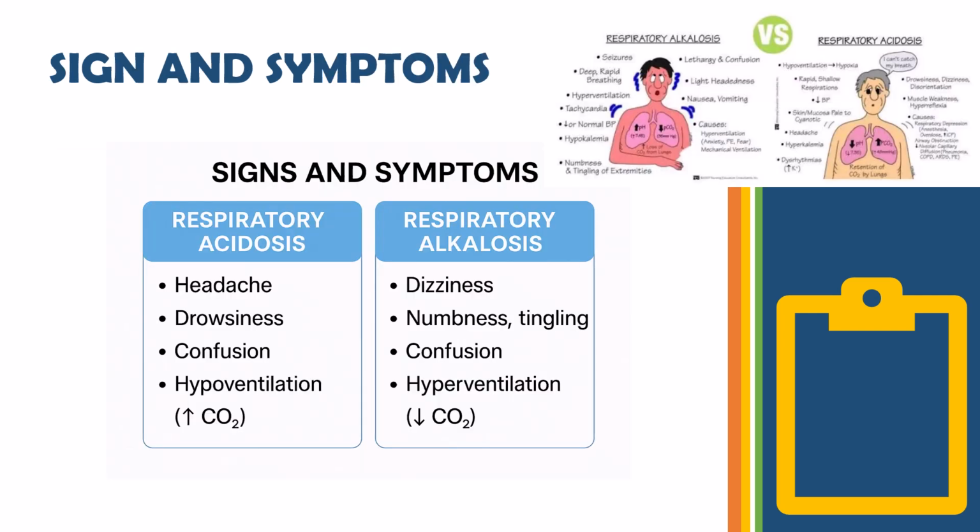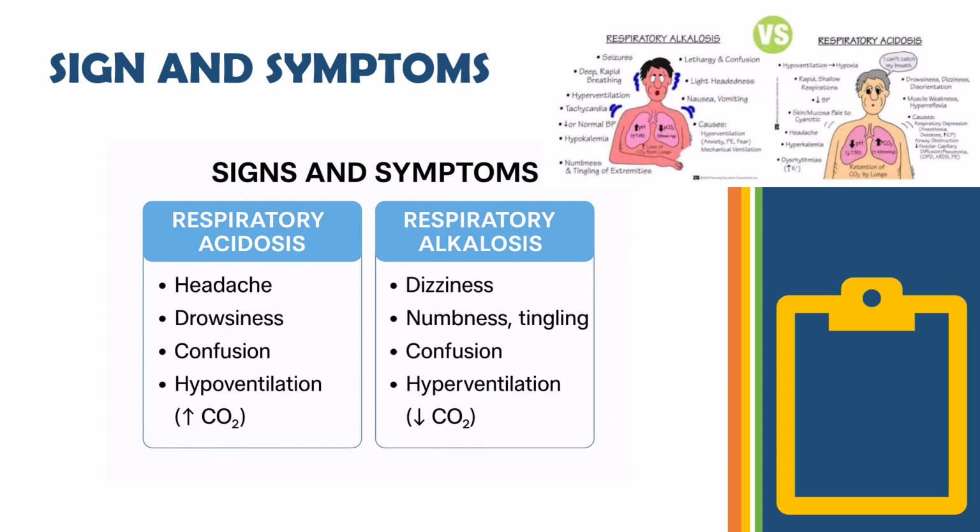What are your signs and symptoms? They are similar for both respiratory acidosis and alkalosis, with very minor differences between them. In respiratory acidosis, you will have headache because your CO2 is increasing, drowsiness, confusion, and hypoventilation. In respiratory alkalosis, it will be hyperventilation. You will still have confusion, dizziness, numbness, tingling sensation. That is about alkalosis. You may have nausea, vomiting.